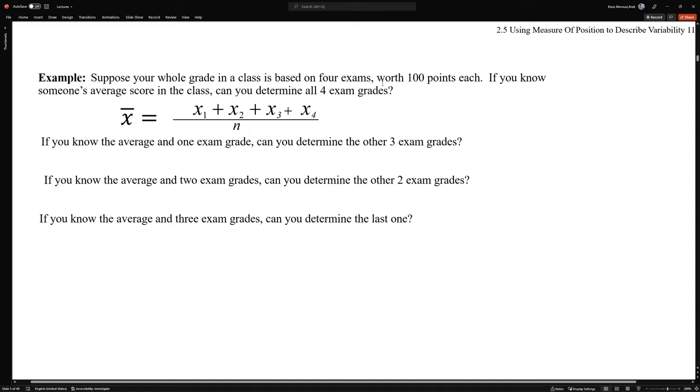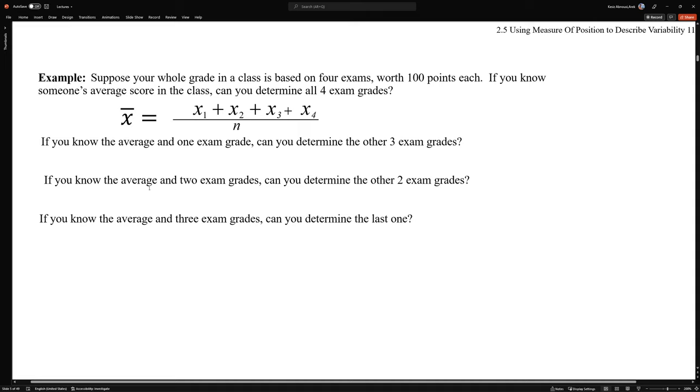So this is what we know. We know the X bar. That's the information we know. And what else do we know? If you know the average and one exam grade, can you determine the other 3 exam grades? So if we know this and just say this or this, if we have 3 unknowns, obviously we can't, because an equation with 3 unknowns can't be solved, right?